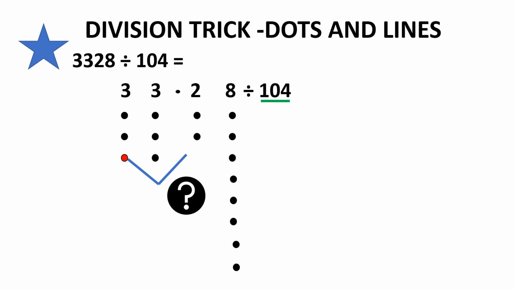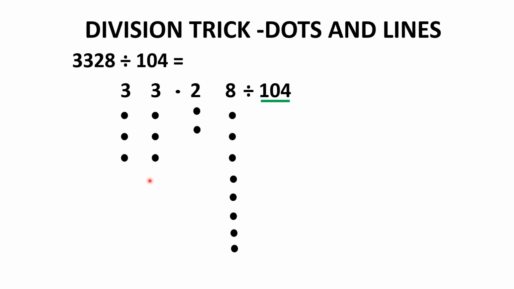So what do we have to do now? In order to overcome that, under this 3, we will remove 1 dot. So instead of that, we will replace it in the next row by 10 dots. 1, 2, 3, 4, 5, 6, 7, 8, 9, 10. Now we will follow the same method.